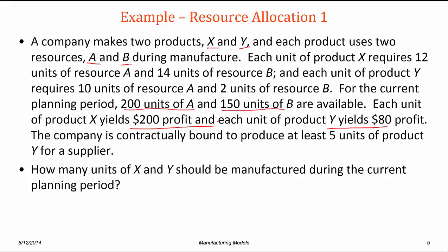And finally, the company is contractually bound to produce at least 5 units of product Y for a supplier, through a previous arrangement. And so the resource allocation question is, how many units of X and Y should be manufactured during the current planning period?